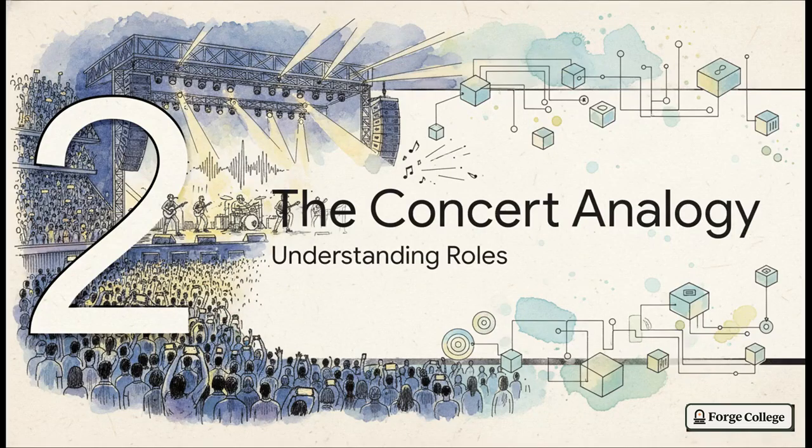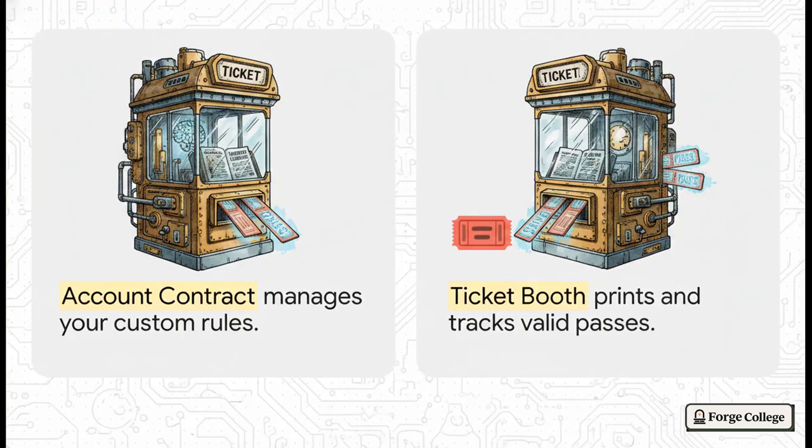Okay, moving on to Section 2. Let's look at a concert analogy to really help us understand these roles. If all that technical jargon is feeling a bit dry, let's picture a concert venue instead. In this analogy, the account contract is the ticket booth.